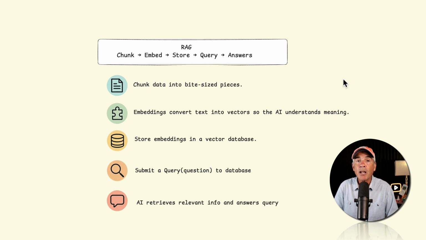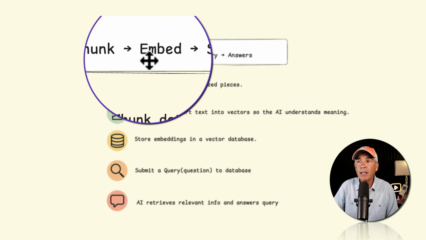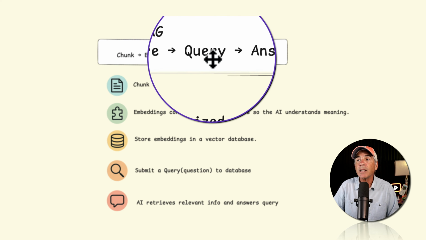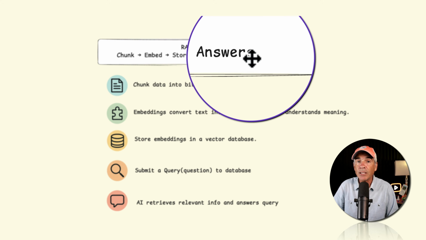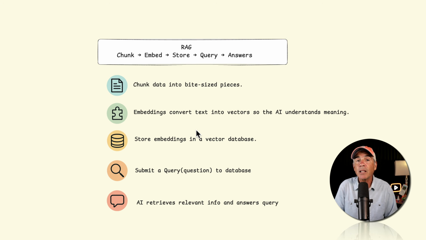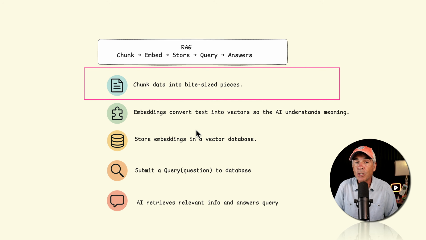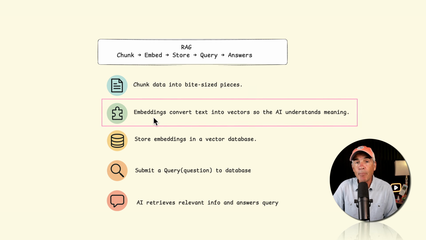Here is the stripped down version of how to build a RAG. Chunking, then embedding, then storing, that's the database, then querying or asking questions, then answers, the output. Chunking. This is the process of taking one large document, such as my ChatGPT history, and breaking it down into bite-sized pieces that makes it easier and faster for the AI to process. Next is embeddings. This takes the bite-sized chunks and converts them into vectors or numbers, so the AI can actually understand the meaning of all of that chunk data.